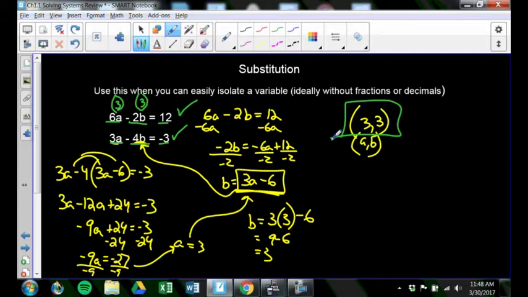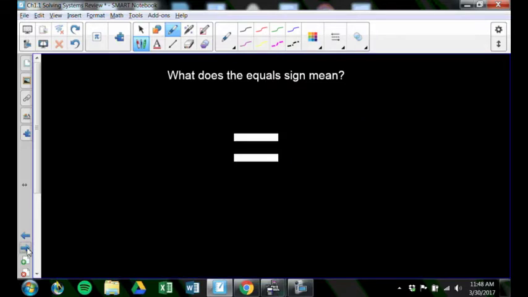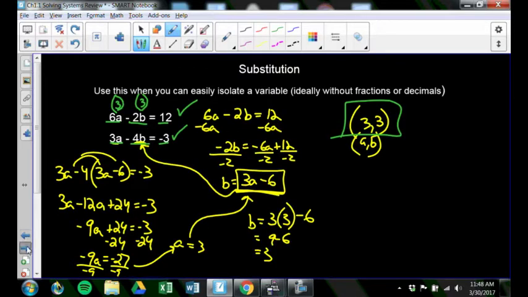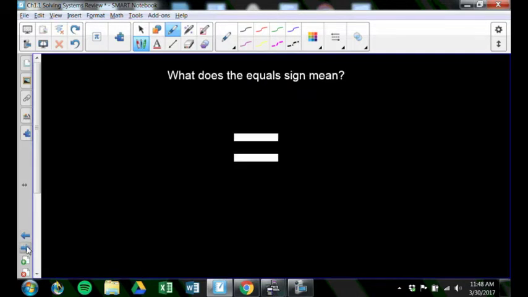There's substitution for you. If you can get a variable by itself without a fraction or a decimal, it's very convenient. However, that's not always a very good option. One thing about substitution I want to discuss is actually the importance of the equal sign. Usually when I teach a class, the first thing I talk about is, what does the equal sign mean? And it's funny because I just wrote the equal sign over here a dozen times at least. And you've probably written it 1,000 times, 100,000 times in your life as you've done math.